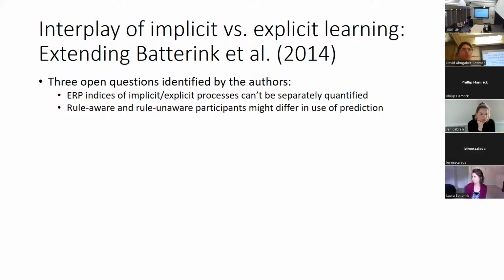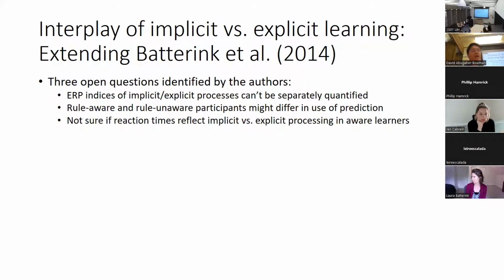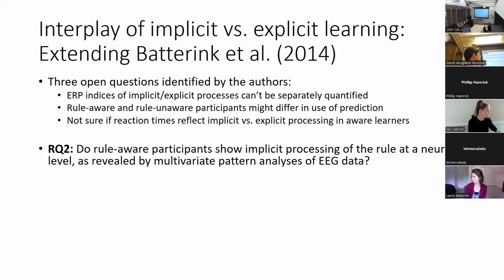The second one is that rule aware and rule unaware participants might differ in their use of different strategies, like for instance, conscious prediction for a living word when you see the word gi or something like that. So they might differ in the use of predictive processing. And also, we're not sure what exactly the reaction times are showing us in the rule aware learners. That is to say, if they have a slowdown in the reaction times, is it because it's underlyingly the same process as with the rule unaware learners, or does it reflect some different explicit process?